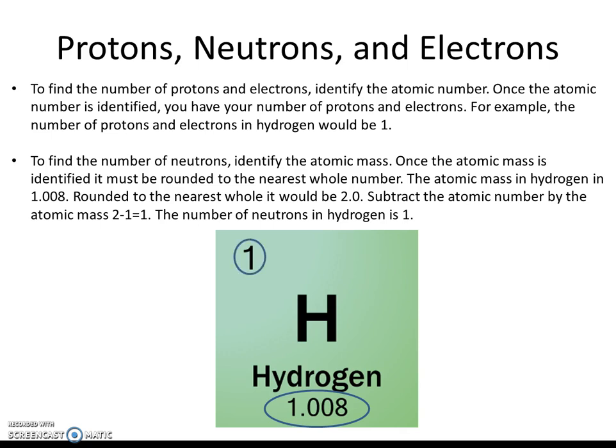To find the number of neutrons, identify the atomic mass. Once the atomic mass is identified, it must be rounded to the nearest whole number. The atomic mass of hydrogen would be 1.008. Rounded to the nearest whole, it would be 2.0. Subtract the atomic number from the atomic mass. 2 minus 1 would equal 1. The number of neutrons in hydrogen is 1. This is a balanced element because it has 1 proton, 1 neutron, and 1 electron.